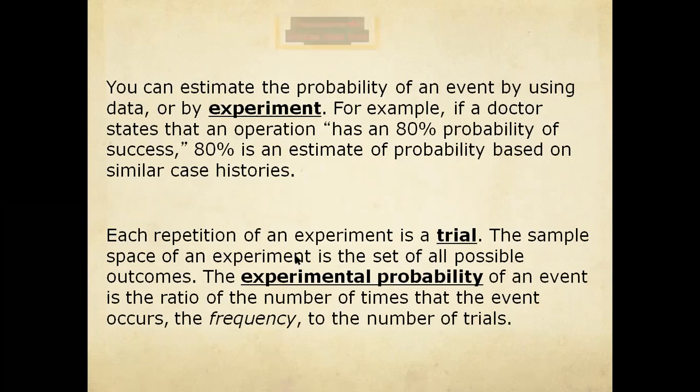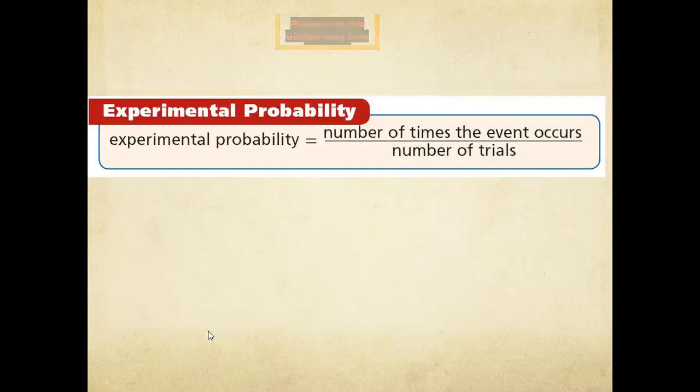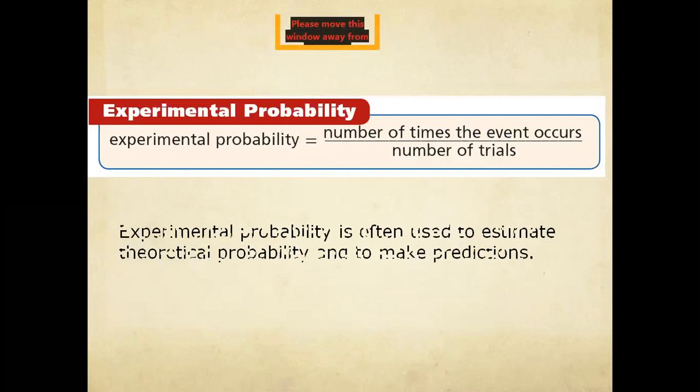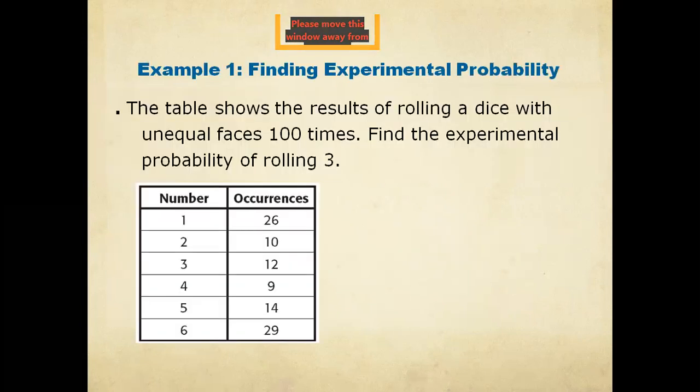Each repetition of an experiment is a trial. The sample space of an experiment is the set of all possible outcomes. So the experimental probability of an event is the ratio of the number of times that the event occurs, the frequency of that event, over the number of times that you tried it. As a fraction, the number of times that the event occurs over the number of times that we try. Experimental probability is often used to estimate theoretical probabilities and to make predictions. So they are not exact answers.